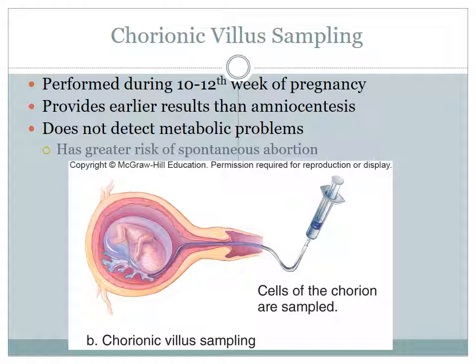CVS is slightly less accurate than amniocentesis, and in about 1 in 1,000 to 3,000 procedures, it halts development of the feet and/or hands and may be lethal. Also, CVS does not sample amniotic fluid, so tests for inborn errors of metabolism are not possible. The advantage of CVS is earlier results, but the disadvantage is a greater risk of spontaneous abortion. However, CVS has become much safer in recent years.